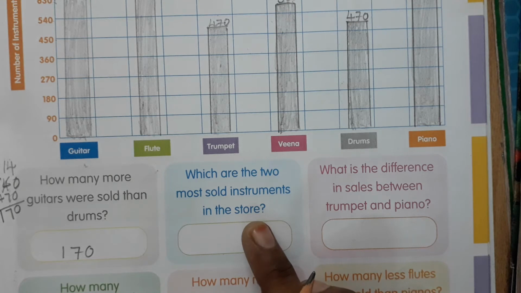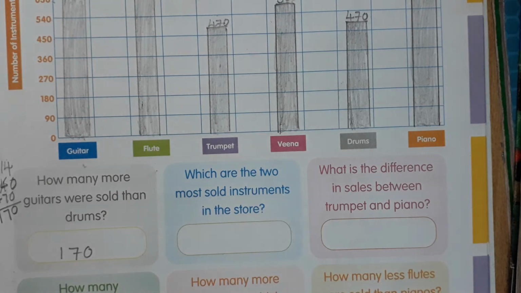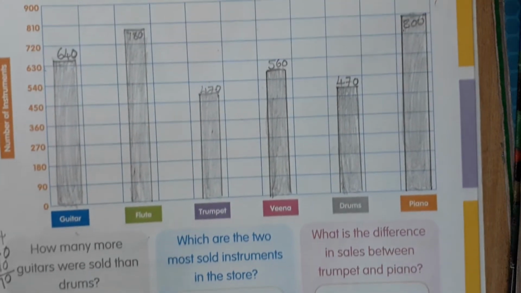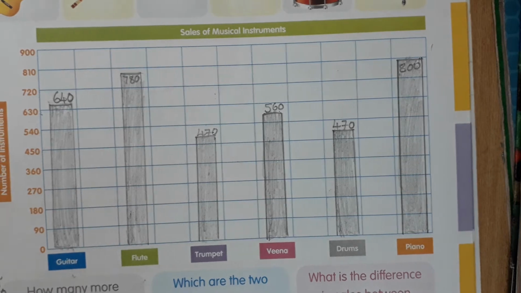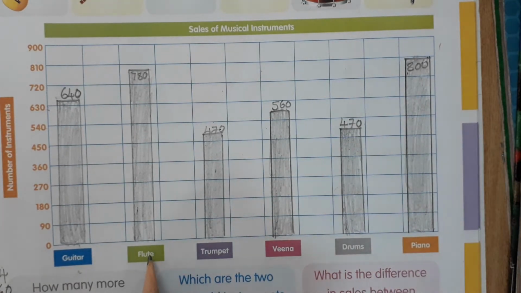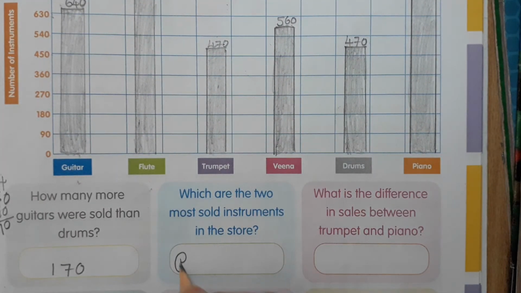Which are the two most sold instruments in the store? So which are the two most sold instruments? Which are sold highest? Piano and flute. These two are the most sold instruments. So write piano, P-I-A-N-O, piano, and the second one is flute, F-L-U-T-E, flute.